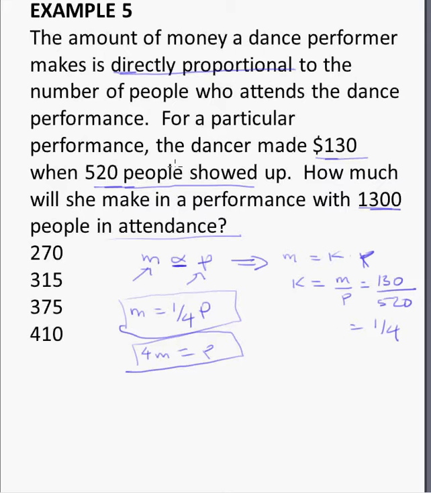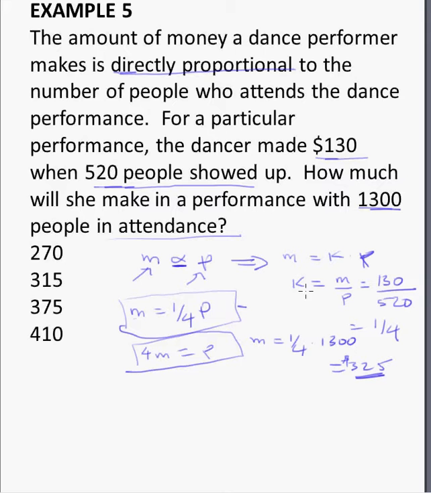Now let's come back here and look at what they want. How much will she make? That means they want M, when there are 1,300 people. So we're going to use this equation. M is therefore equal to 1 over 4 times 1,300 people. If you multiply this out, that gives you $325. Of course, 2 cancels here, 650, and then 2 goes in there, 325, right? So you get this one.